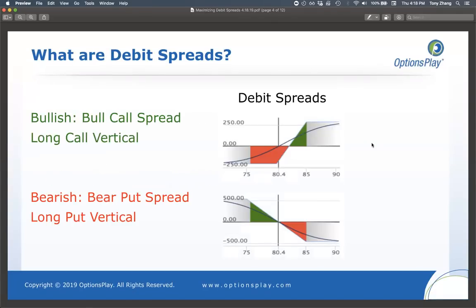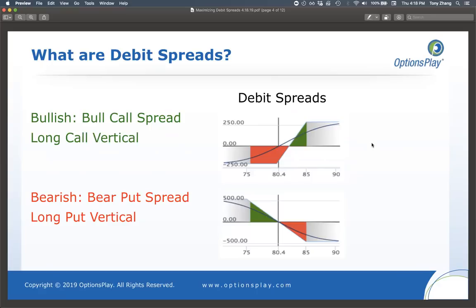So let's start off by talking about what a debit spread is. There are two types of vertical debit spreads that we're going to cover here today. There's the bull call spread, typically known as a long call vertical, and there's a bear put spread, also known as a long put vertical.